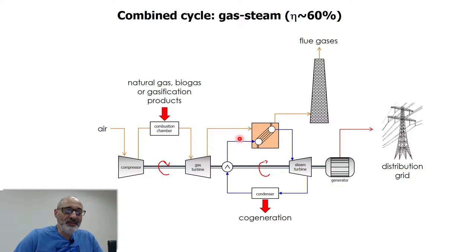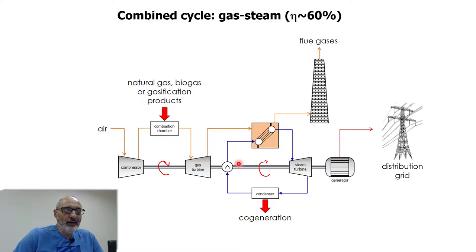So let's follow the steam cycle. You have cold liquid water here, then you compress, so you have cold liquid water at high pressure, then you absorb heat from the combustion gases, and you have here high pressure, high temperature water in the form of superheated steam. Then you expand in a turbine, you produce work. Then here you have hot water at low pressure. Then you reject heat to the environment, and this completes the cycle.